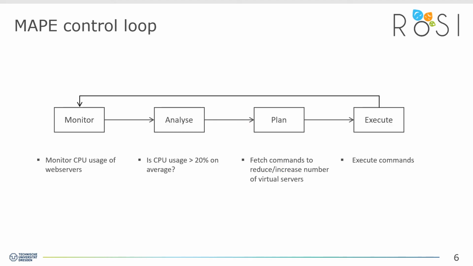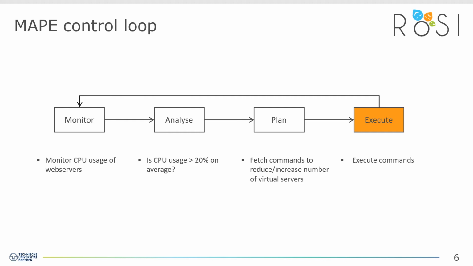Using the MAPE control loop, we first monitor the CPU usage of each web server individually. An analysis component then checks whether a predefined threshold is surpassed and decides if the infrastructure has to be adapted. A planning component reacts to this decision by creating a suitable adaptation plan that includes commands to increase or decrease the number of virtual machines with web server software. One or multiple execution components then execute this adaptation plan by actually adding or removing virtual servers.